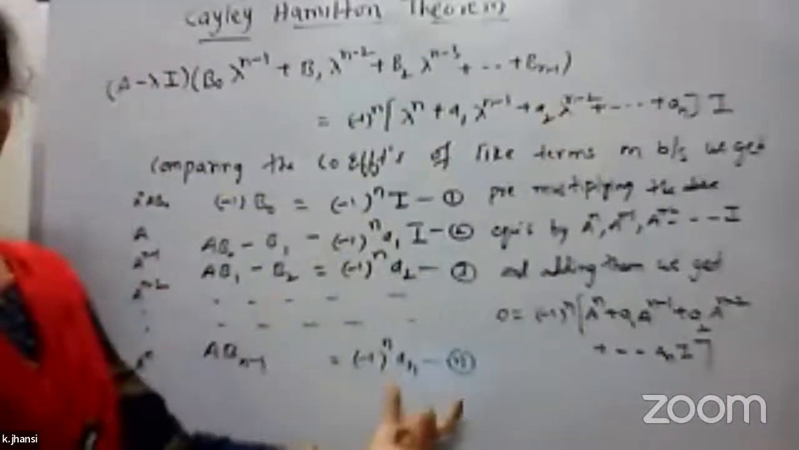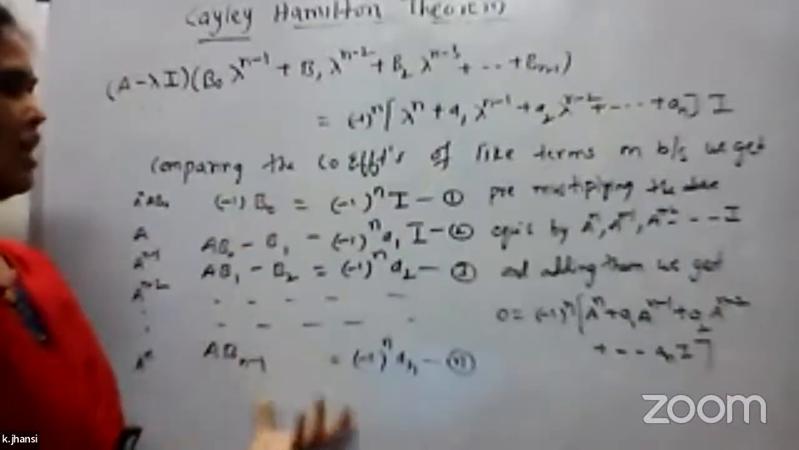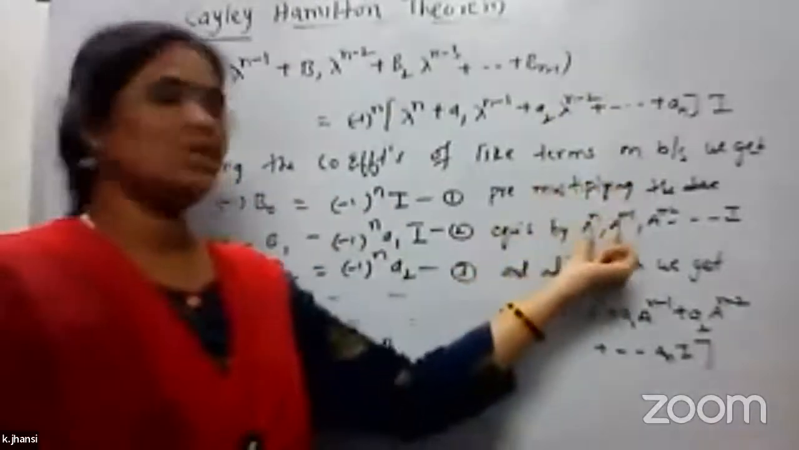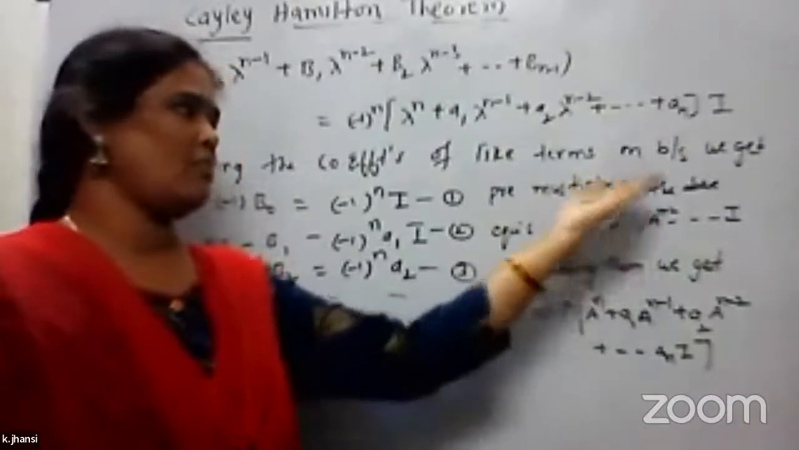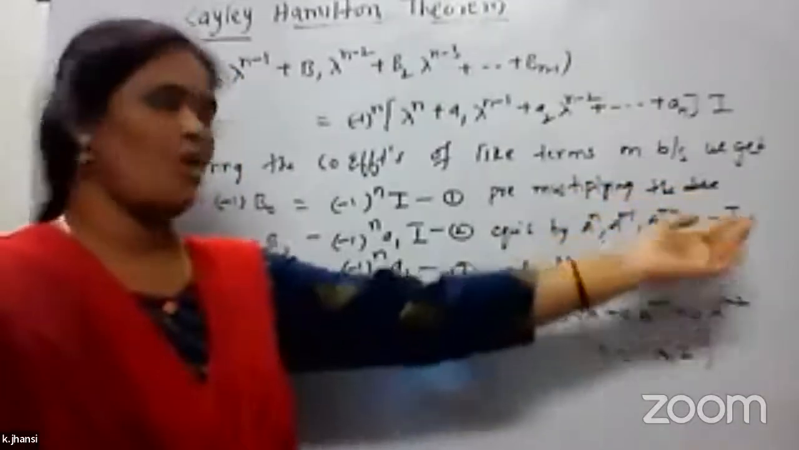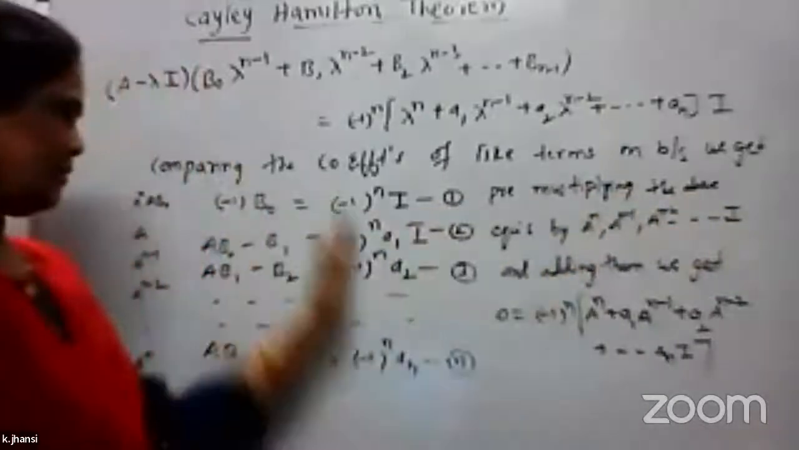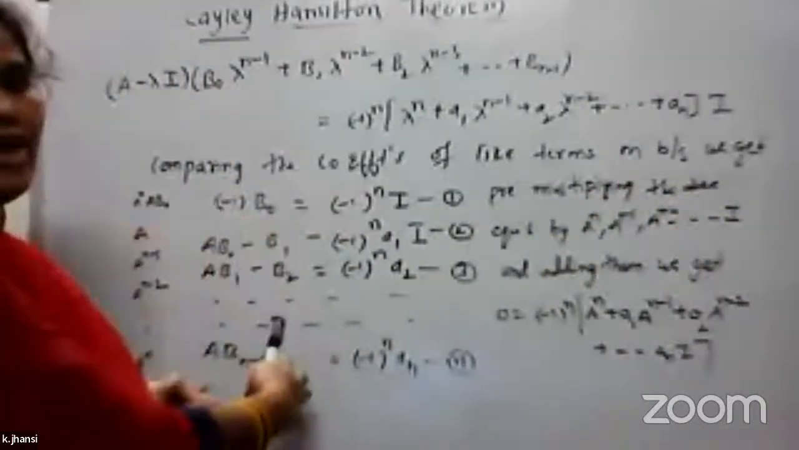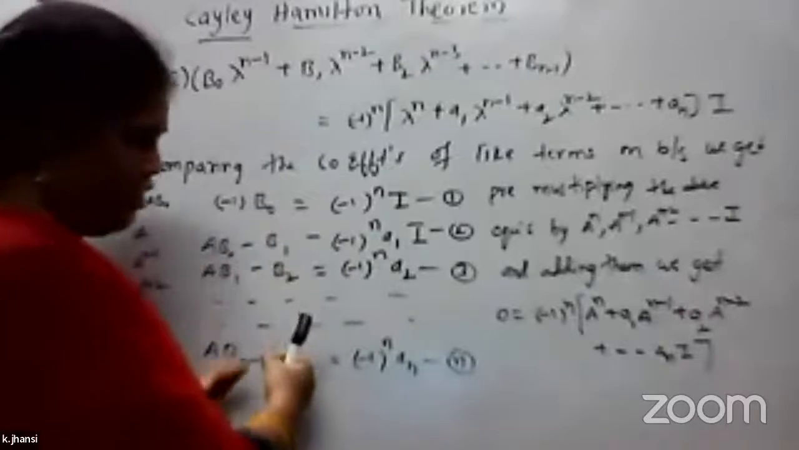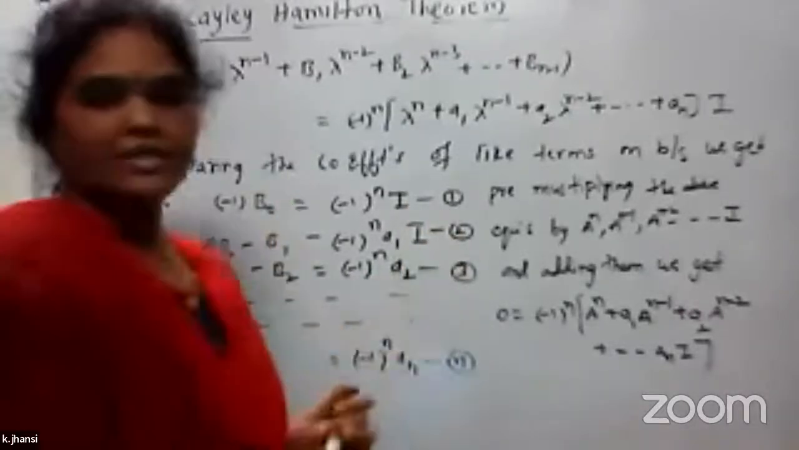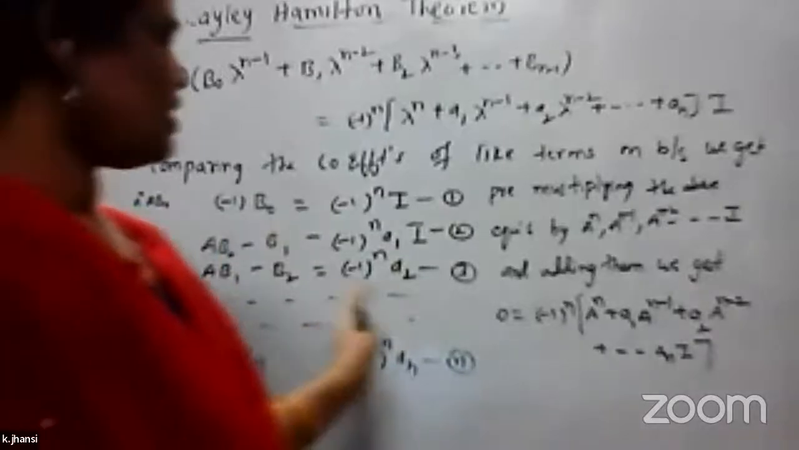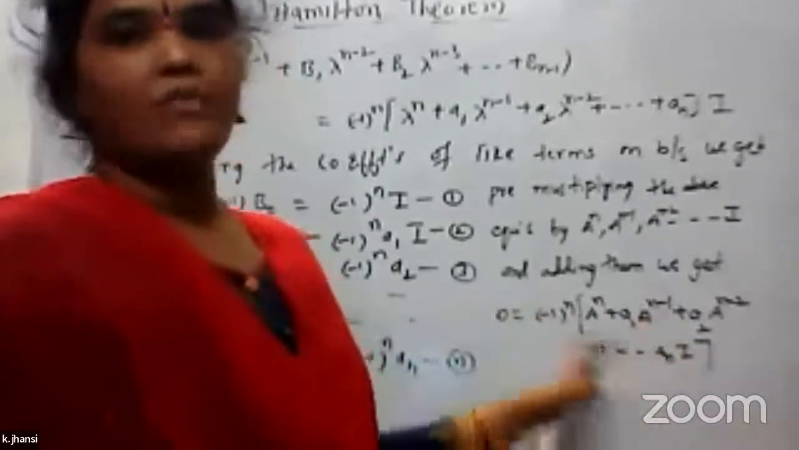equations like these. Whatever the equations, you multiply them with the matrix A to the power n, A to the power n minus 1, A to the power n minus 2, and so on up to I, and add them. Whatever the left hand side values are there, all of those will become 0. Only the right hand side values will remain, and those are the characteristic equation of a square matrix.